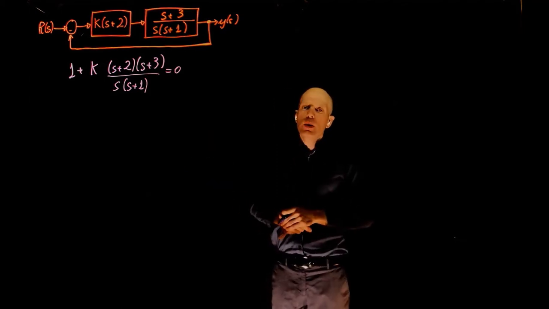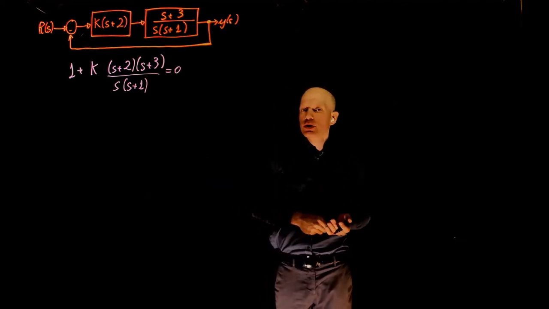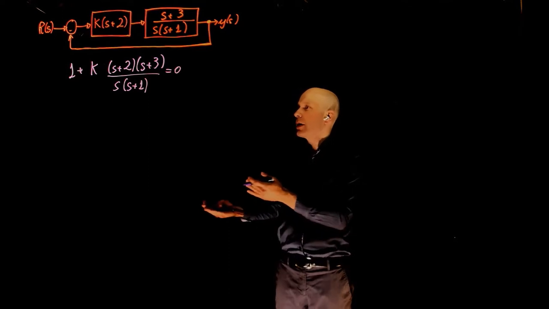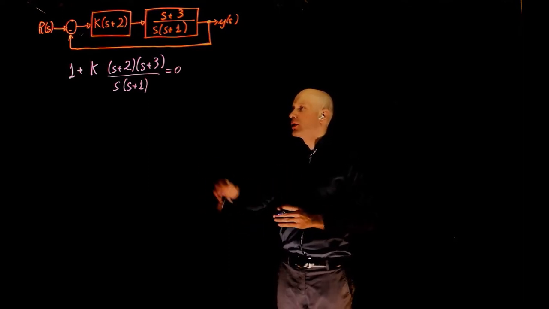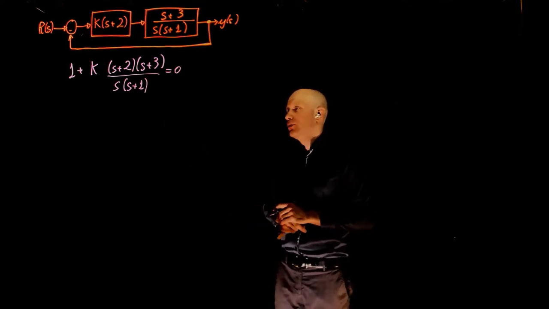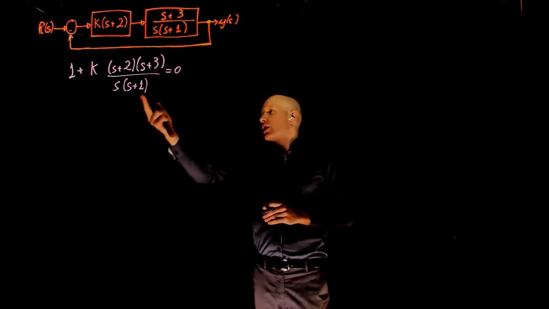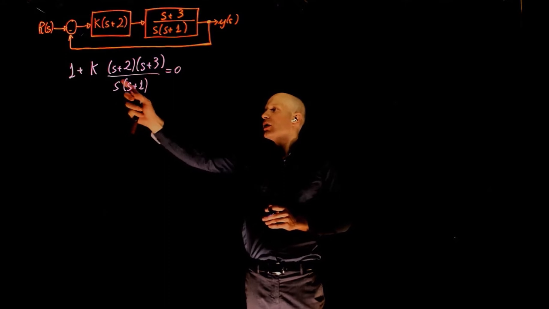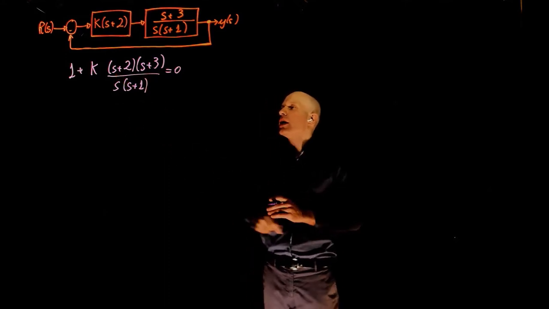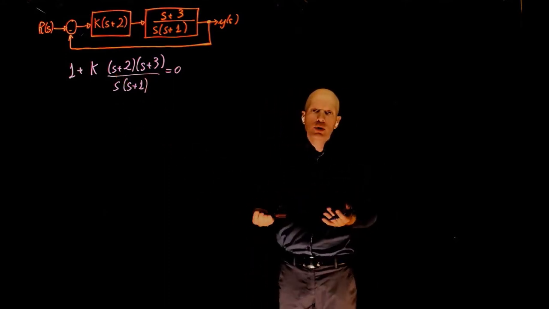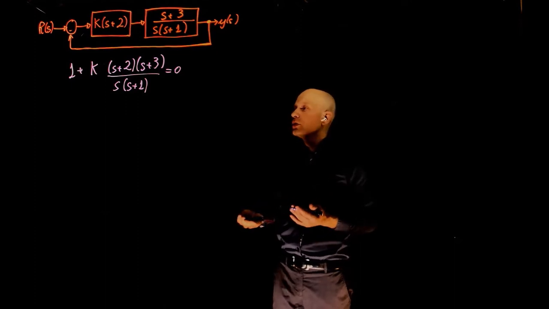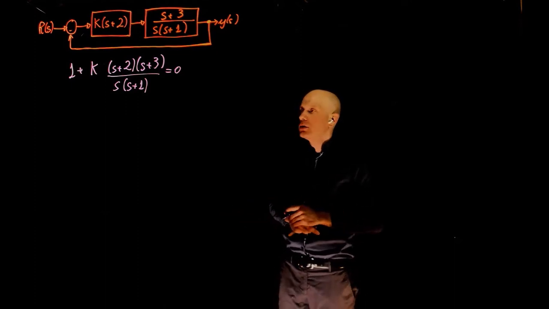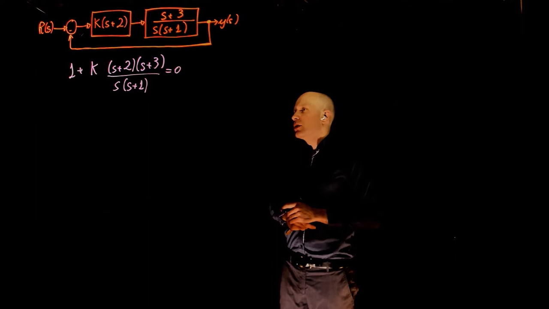From the characteristic equation, we can see that we have two poles and two zeros. So there are no asymptotes, N minus M equals 0. And all poles will have a zero to go to. The poles and zeros are all real numbers. Poles at negative 1 and 0, and zeros at negative 2 and negative 3. Because they're all real numbers, there is no need to calculate the departure or arrival angles. And you can start by drawing the root locus at this point.